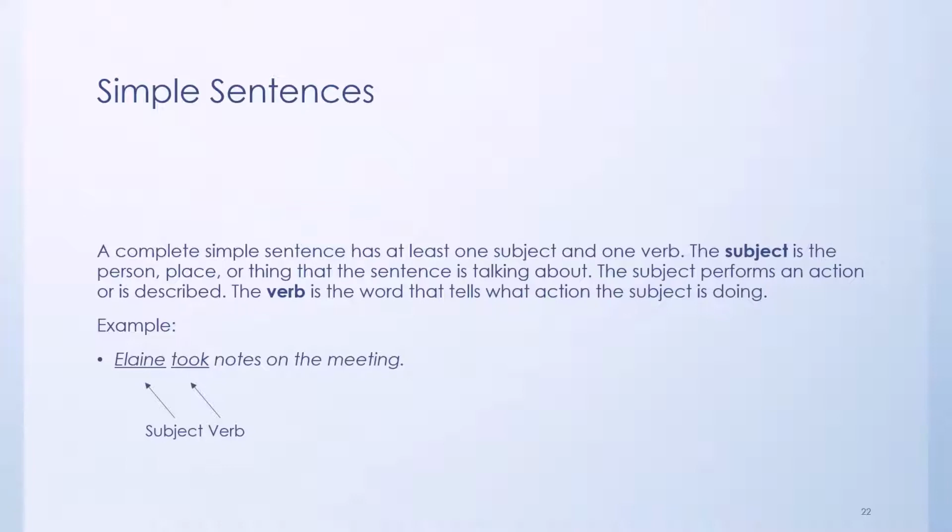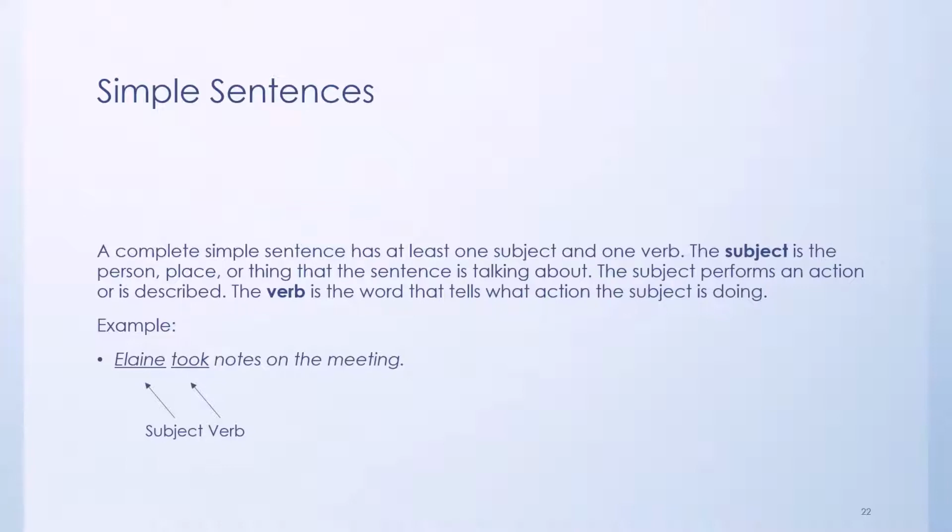A complete simple sentence has at least one subject and one verb. The subject is the person, place, or thing that the sentence is talking about. The subject performs an action or is described. The verb is the word that tells what action the subject is doing. For example, I have this sentence right here. It says, Elaine took notes on the meeting. In this sentence, Elaine is the subject and took is the verb.